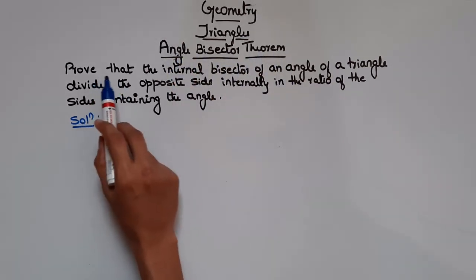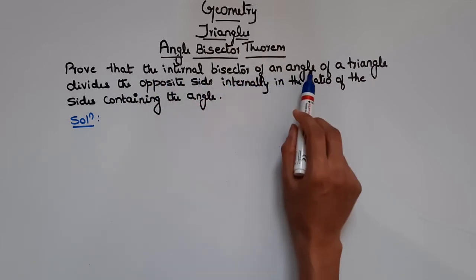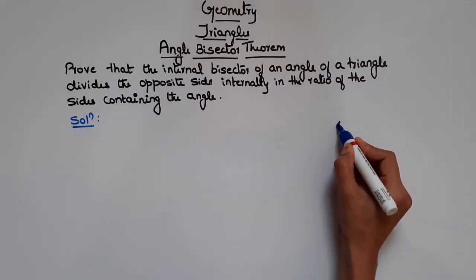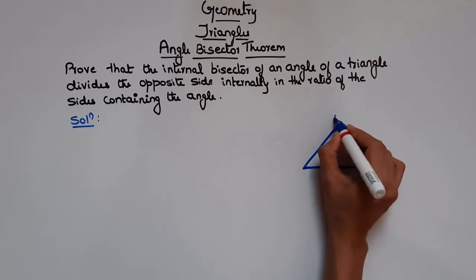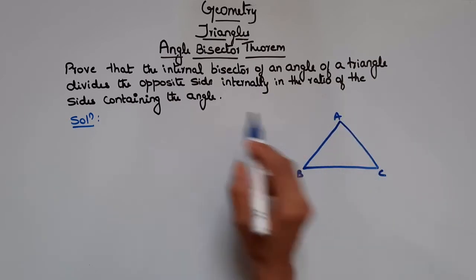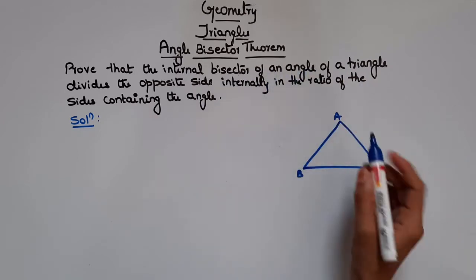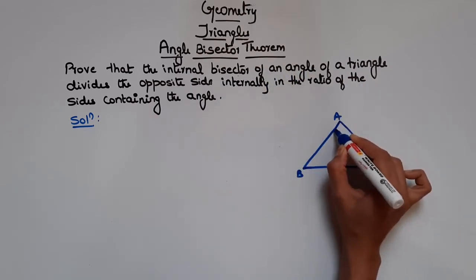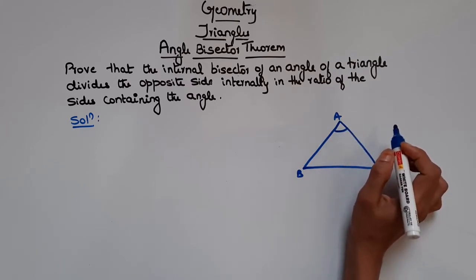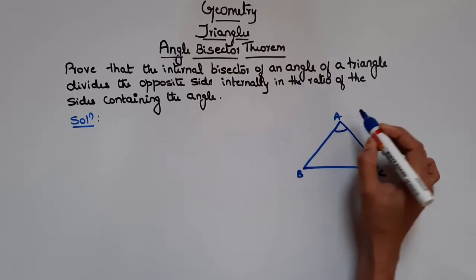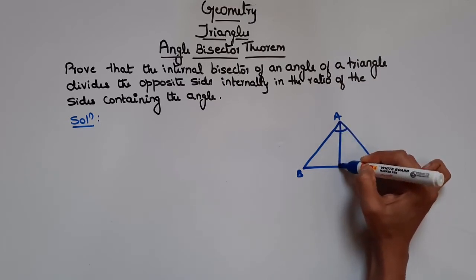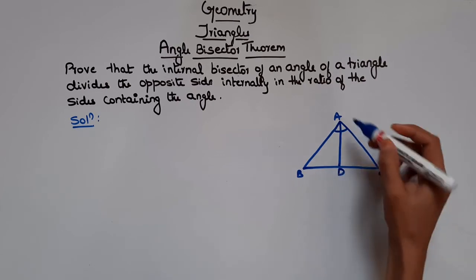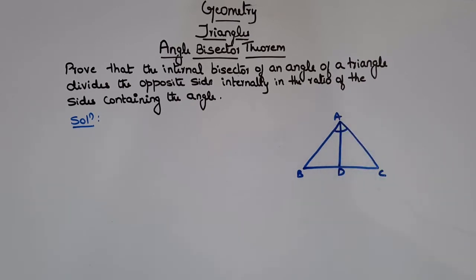So here it says we have to prove that the internal bisector of an angle of a triangle. So let's consider a triangle ABC. Internal bisector of an angle of a triangle. Let's consider an internal angle A. So this is the internal angle, right? Bisector, that means dividing this angle A into two equal halves. So this is a bisector AD. Let's take this point as D. So AD is a bisector of angle A, right?